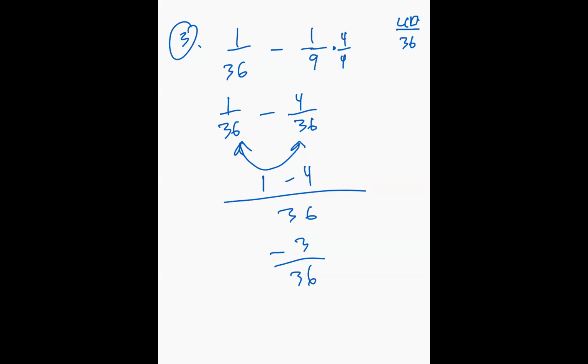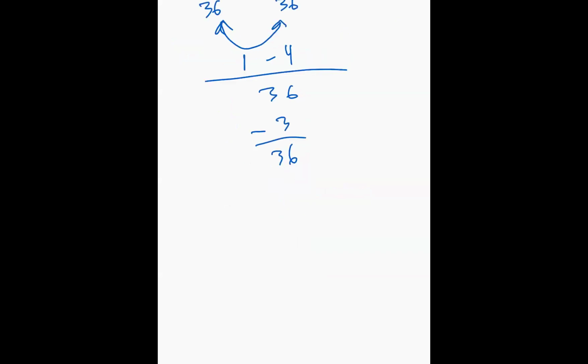And now you can reduce it. So how can you reduce the fraction? On the top and on the bottom, divide both of them by what? 3 on the top and 3 on the bottom, right? So -1 over 12. That is the end of the great and magical and marvelous problem number 3.